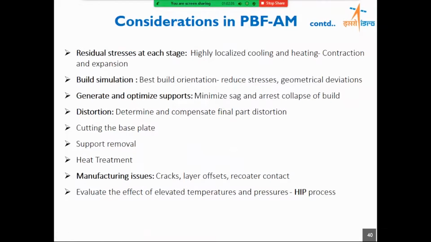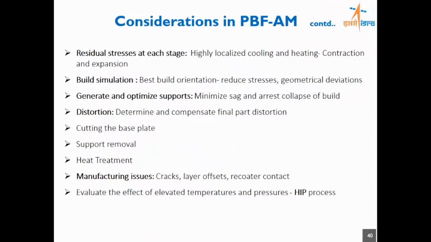So we know that there will be residual stresses at each stage, which we need to take care of during printing itself and also after the printing. So it is essential to carry out build simulation and arrive at the best build orientation, so as to reduce the geometrical deviations and also the residual stresses. We also have to optimize the supports and ensure that there is minimum sag and arrest of the collapse of the build.